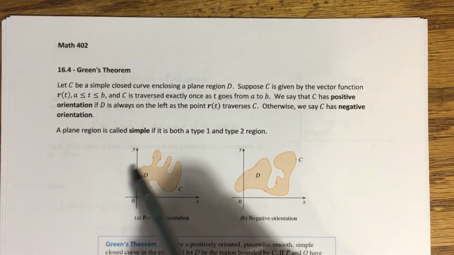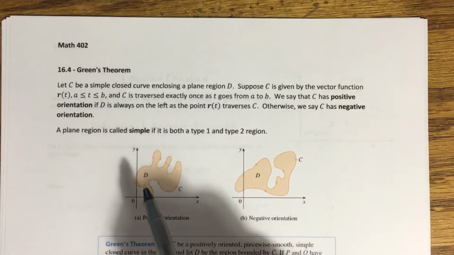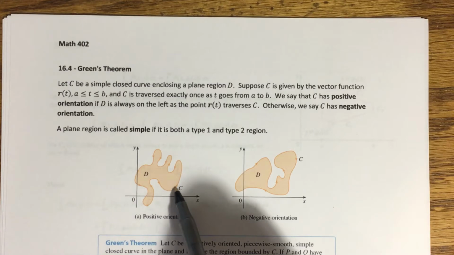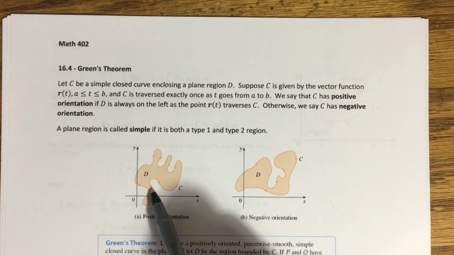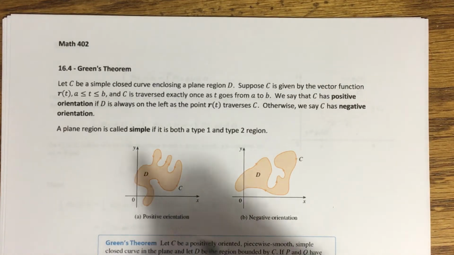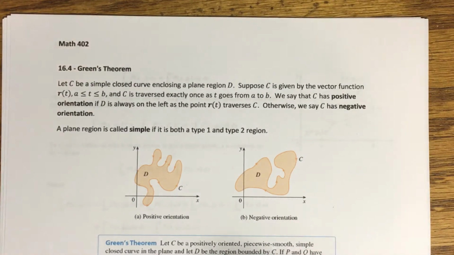So if you can see this region right here, the boundary curve has positive orientation, because if you follow the arrows giving me this orientation, D will be on the left side of this point as it moves forward. You can think of yourself as walking along this curve in that direction, and if you look to your left at any given time, you'll see the region D. Negative orientation is the opposite. You can think of that as a clockwise orientation.